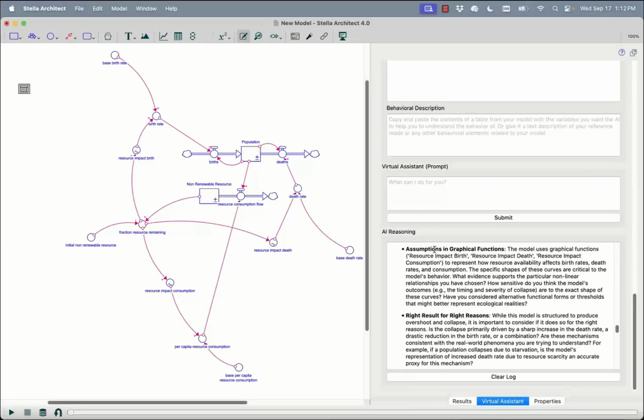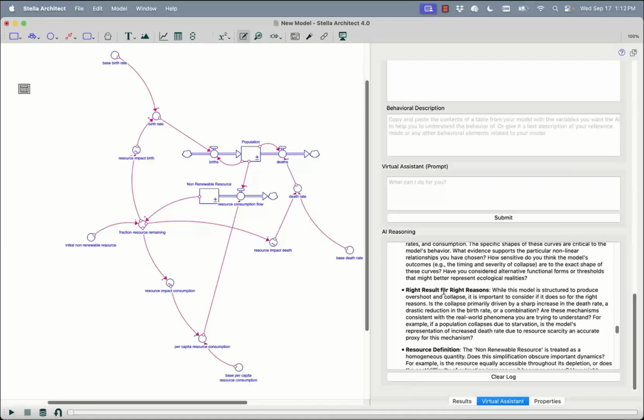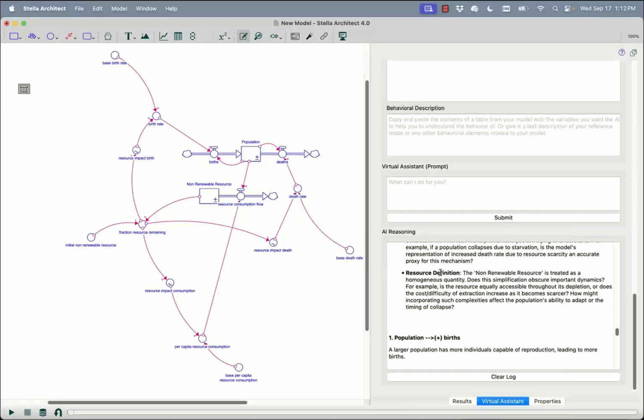Have you considered this potentially crappy graphical function? Have you considered if your model is giving you the right results for the right reasons? And have you considered what exactly you mean by non-renewable resources? So the mentor is always going to come around and ask you questions. You won't see questions in the non-mentor versions. The mentor versions' system prompt is very much guided and directed towards critiquing and expanding the thinking of the people who are using the tool.